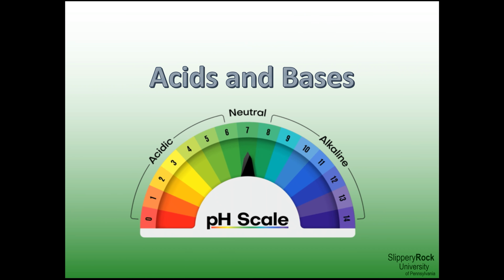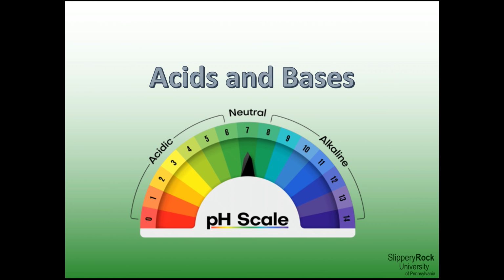Acids and bases are substances we encounter in everyday life, often without realizing it. An acid is a substance that can release hydrogen ions, or H+ ions, in water, while a base can accept those ions or produce hydroxide ions, or OH- ions.